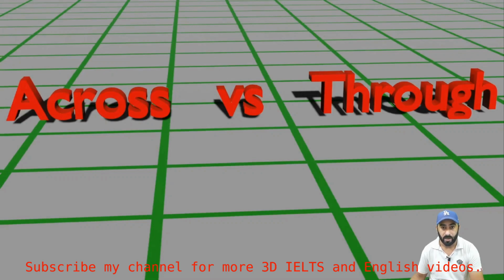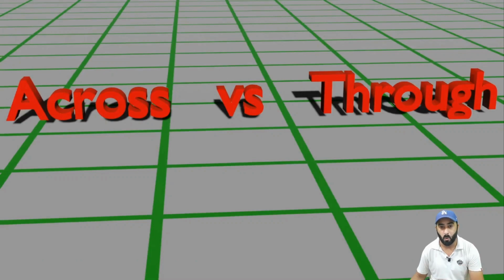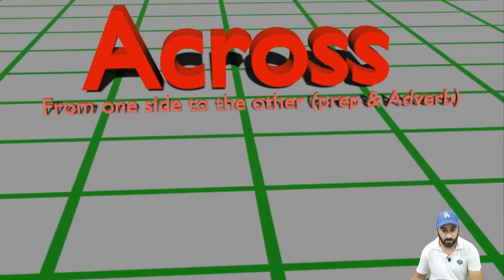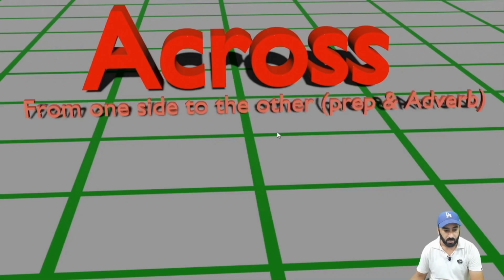Firstly, we need to look at the definition. Without the definition, knowing the word is very difficult. So firstly we look at across, and across has a very simple definition. It says from one side to the other, and it is most commonly used as a preposition and also as a verb. जब भी कोई ऑब्जेक्ट किसी एक पॉइंट से दूसरे पॉइंट की तरफ मूव हो रहा है और एक्सटेंड हो रहा है, in that situation we can use across.